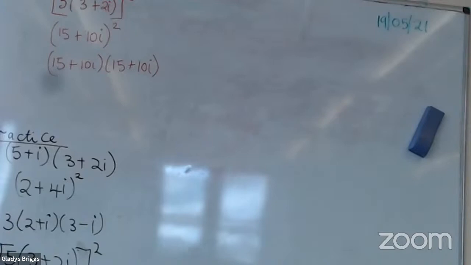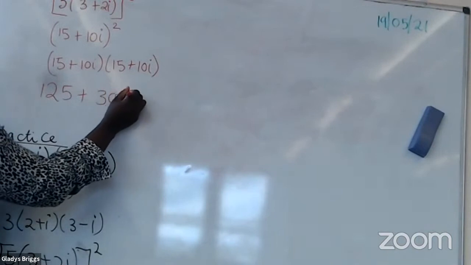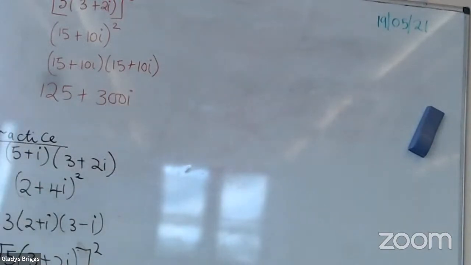All done? Yes. Okay, so what did we get? 125 plus 300i. 125 plus 300i. Did you get that? I got that. Well done. Yeah, I don't know what the answer is, but I think maybe I'm going to leave it for you guys. Okay, you check it out and see whether you got it right.